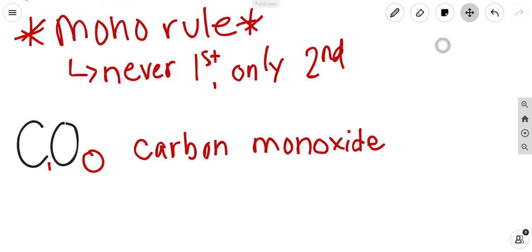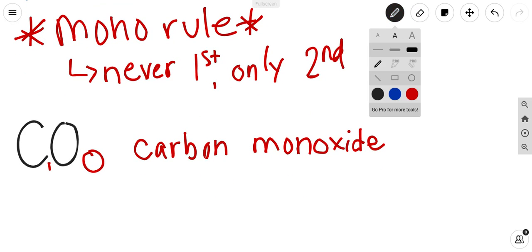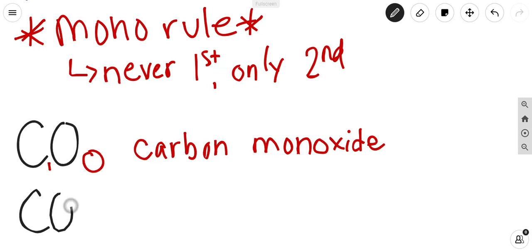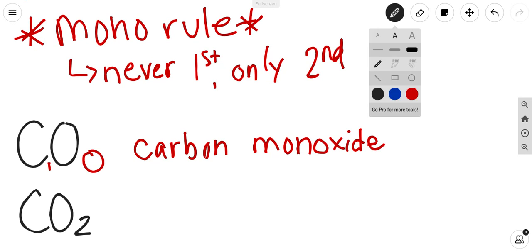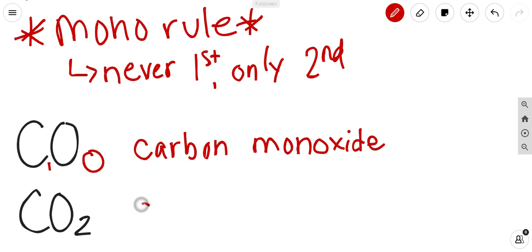Another example of this, kind of keeping in the same family of elements, we have CO2. All right, are you going to put mono first? No, mono only goes second. So I have carbon.